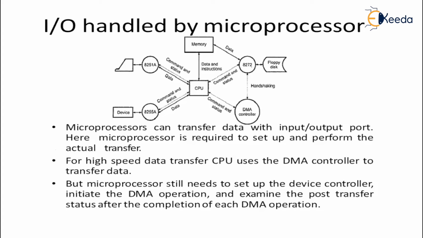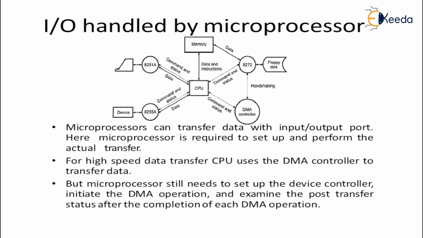Now, how is input output handled by my microprocessor? The microprocessor can be of the form 8255A, 8251A, 8272, and so on. Microprocessors can transfer data with input output ports. Microprocessors are required to form an interaction between the I/O ports, and are also required to give instructions to the different I/O ports.